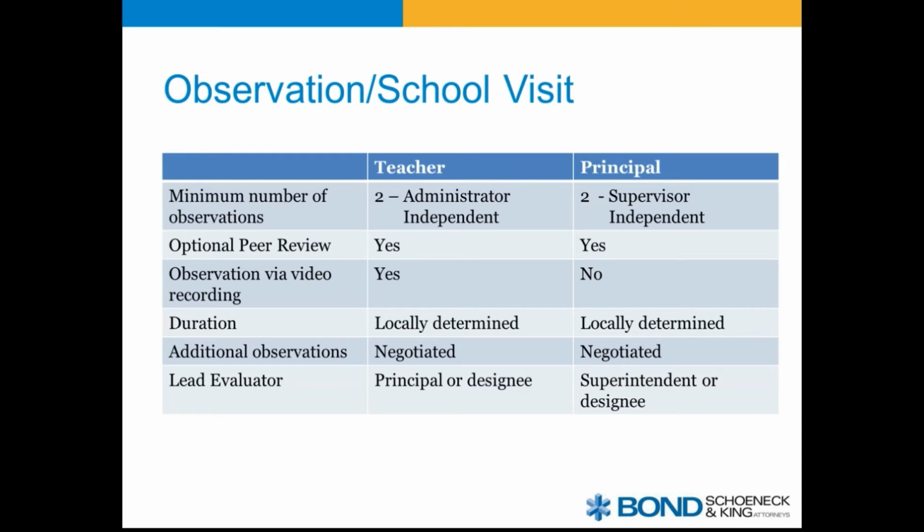So here's just a summary of the observation and school visit component of the APPR process. Minimum number of observations, same, 2 and 2. Both have optional peer review that's subject to negotiation. One thing we haven't talked about yet is that for teachers, again, this would be a negotiable item, but you could do an observation via video recording instead of live in the classroom. That is obviously not available for principal school visits. The duration is locally determined. Additional observations would have to be negotiated.